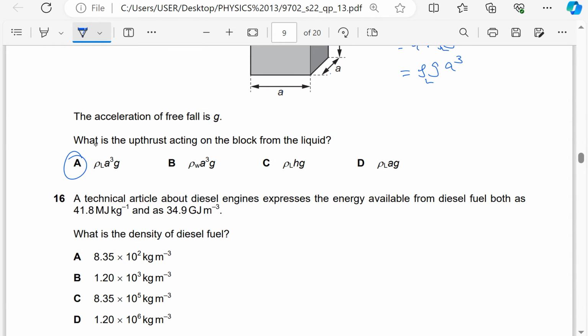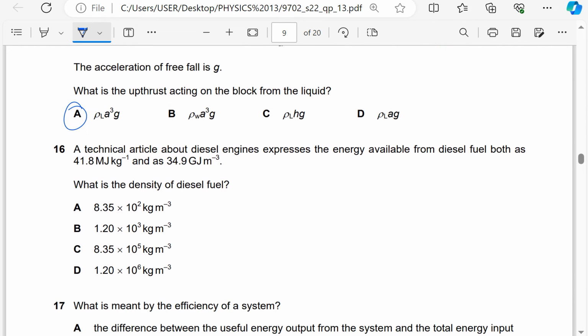A technical article about diesel engines expresses the energy available from diesel fuel both as 41.8 megajoules per kilogram, that is 1 kilogram produces 41.8 megajoules, and as 39.9 gigajoules per meter cubed, that is 1 meter cubed is equal to 34.9 gigajoules. What is the density of diesel?